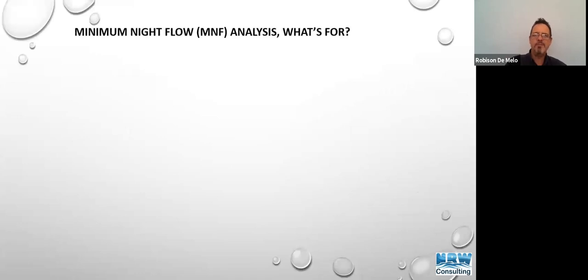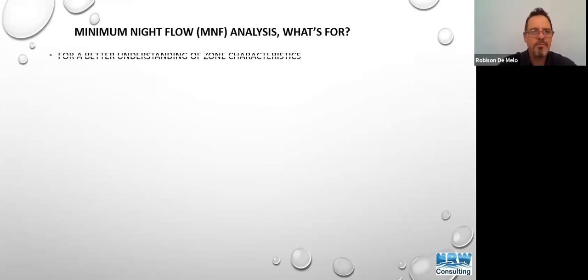First, minimum night flow. The analysis of minimum night flow. What is it for? What can it help with? The minimum night flow helps us with a better understanding of the zone characteristics, so we can identify the area and how the zone is operating.